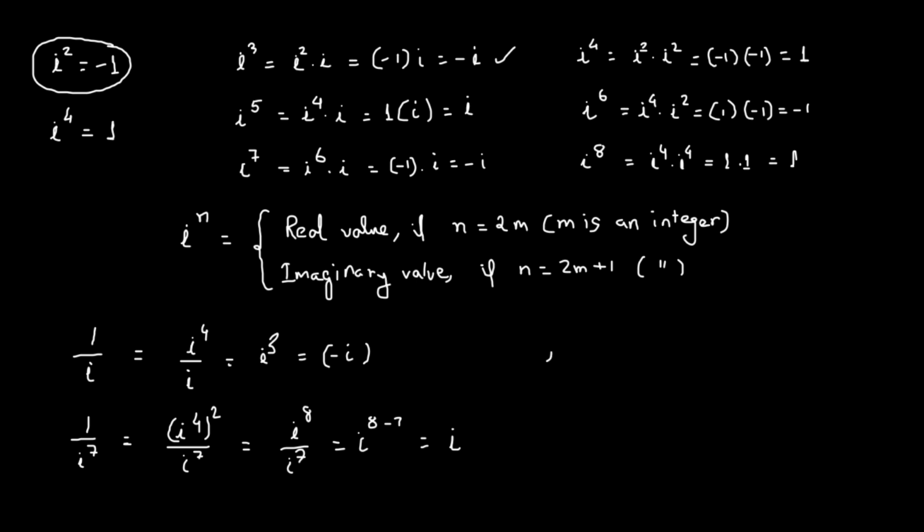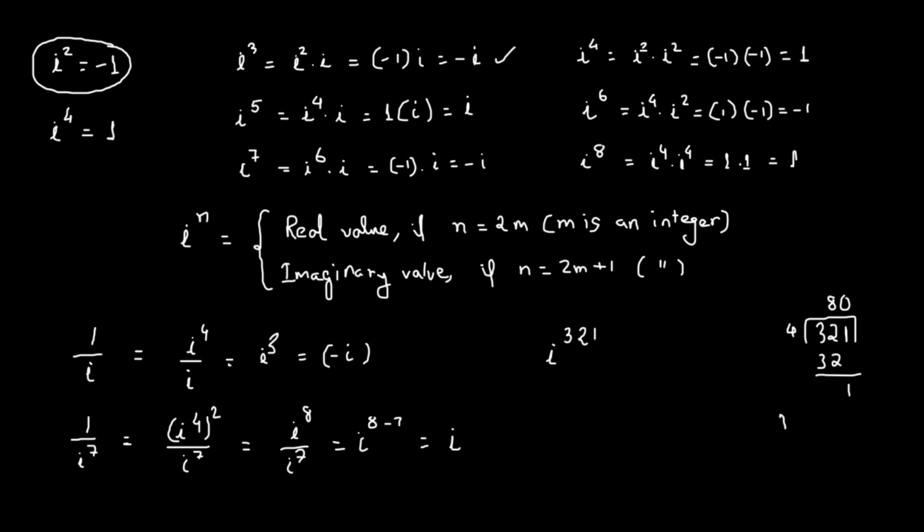And what about i raised to the power of 321? What will be the value of this? So first we are going to consider the number 321 and divide it by 4. So we have 4 times 80 is 320, which leaves us with quotient 80 and remainder 1.